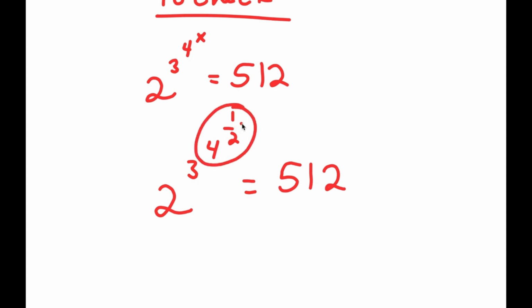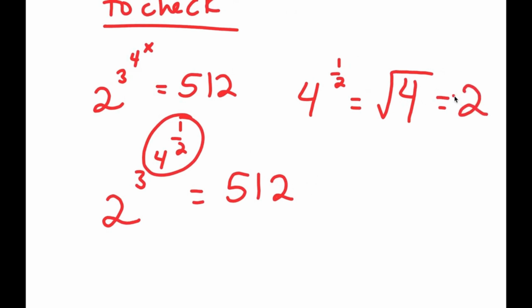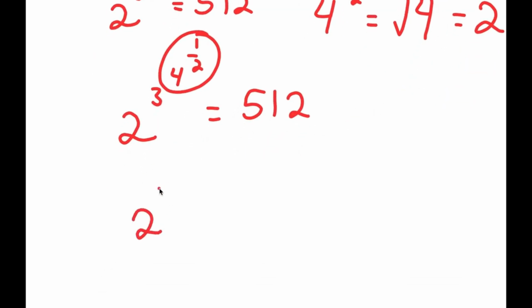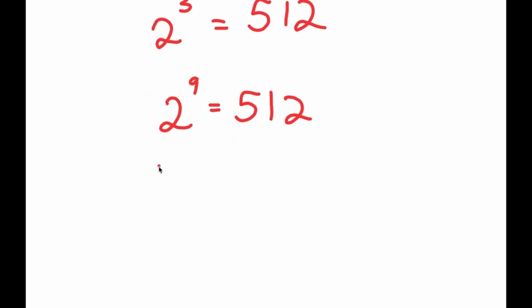So I first start with 4 to the power of 1/2. Now, 4 to the power of 1/2 is the same thing as the square root of 4. And the square root of 4 is equal to 2. Meaning I have 2 to the power of 3 to the power of 2 is equal to 512. Now from here, 3 to the power of 2 is equal to 9. So I have 2 to the power of 9 is equal to 512. And finally, 2 to the power of 9, that's equal to 512, as we already said at the start. So we get 512 is equal to 512.